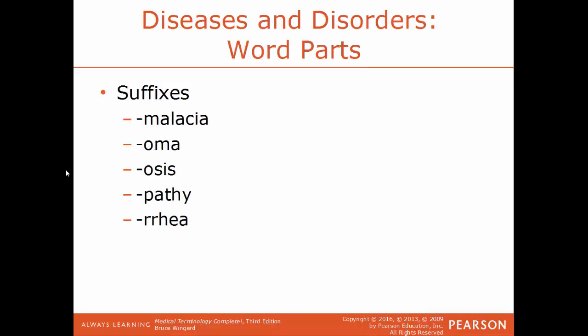Malacia means softening. So osteomalacia would be softening of the bones. Oma is a reference to cancer. So carcinoma, melanoma, all those are references to some kind of cancer. The next one, osis, is a reference to a condition, usually an abnormal condition. Pathy is a reference to disease. And last one on this image, urea, is a reference to a flow or a discharge.